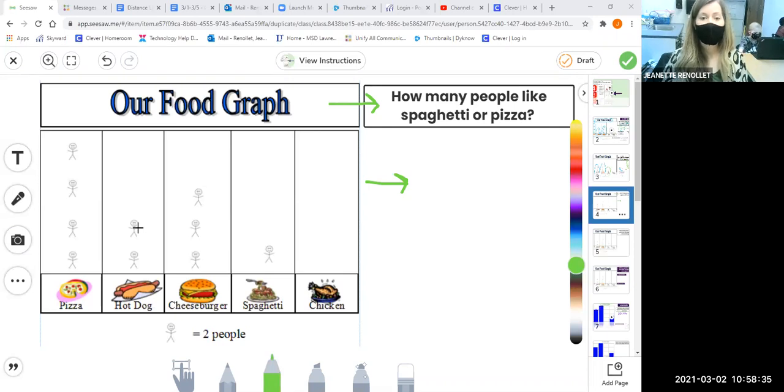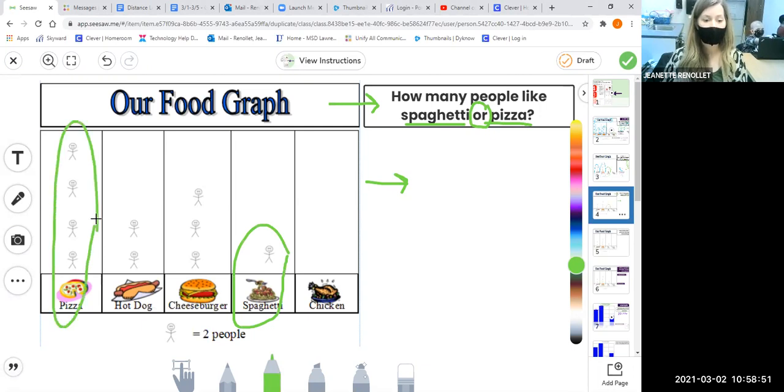Slide number 4 asks you a question. It says, how many people like spaghetti or pizza? When we see that or word, we can combine 2 categories, spaghetti or pizza. Here are the 2 categories on our picture graph. Remember, our scale is counting by 2s. So I can label each picture and skip count by 2s.